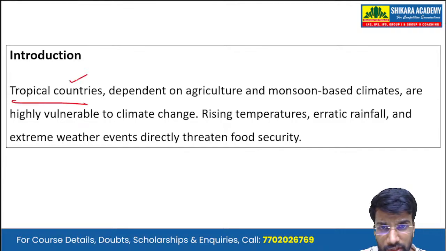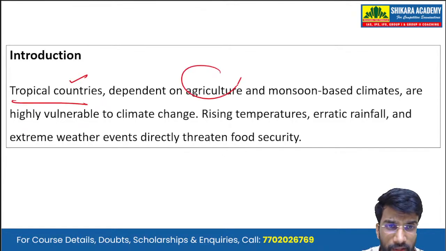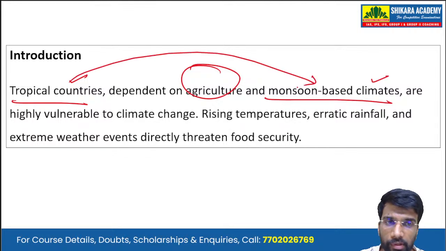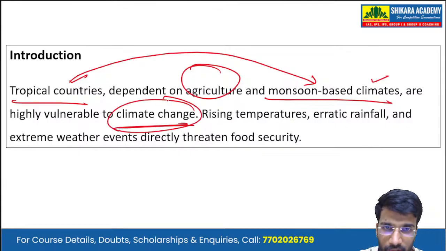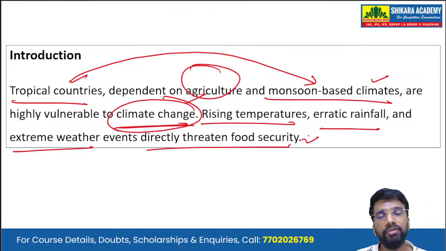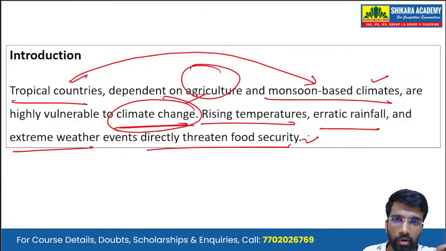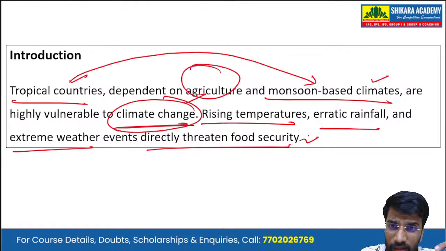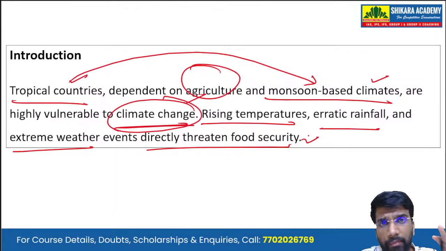So, tropical countries are dependent on agriculture and have monsoon based climates. These are highly vulnerable to climate change. Rising temperatures, erratic rainfall, and extreme weather events directly threaten food security. So, here we have introduced by writing about how the tropical countries, which are mainly dependent on agriculture and have a monsoon based climate, are highly vulnerable to climate change.